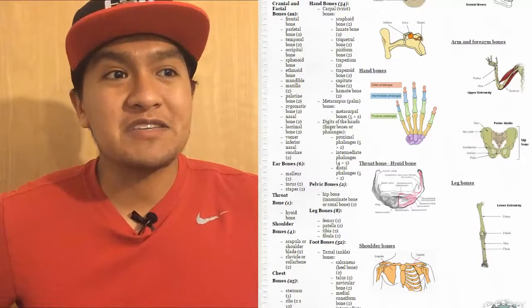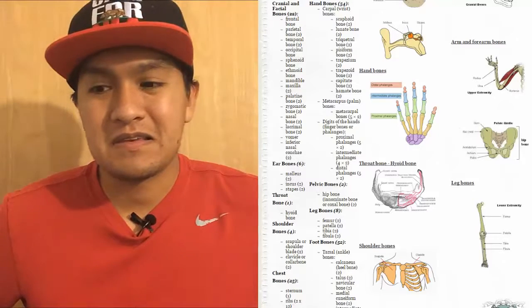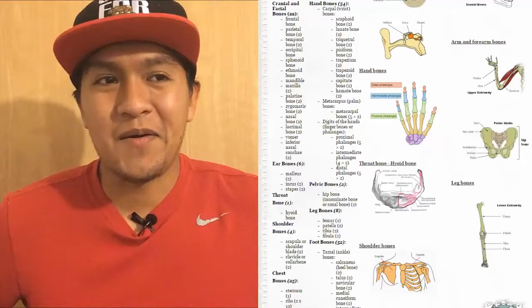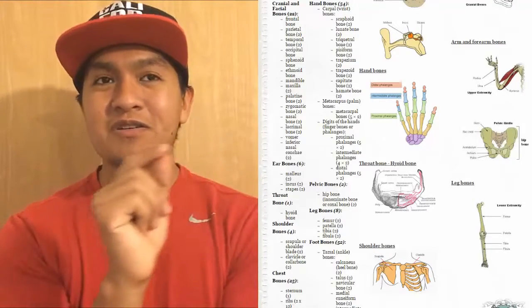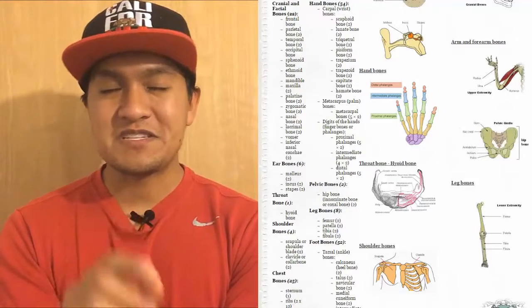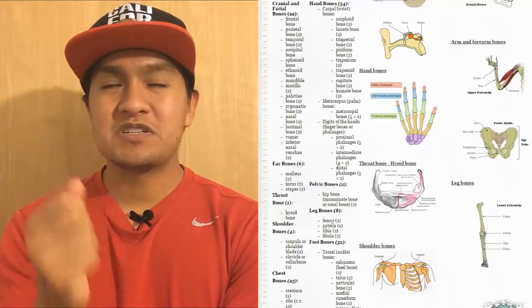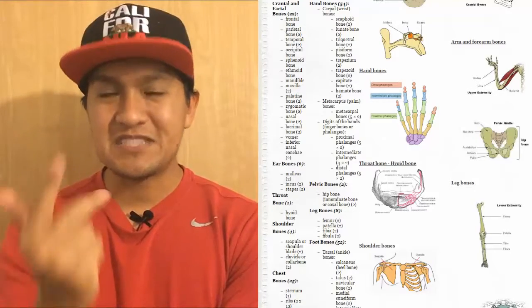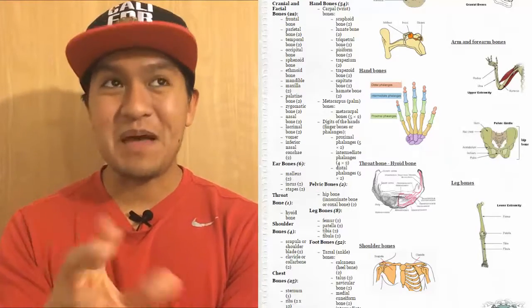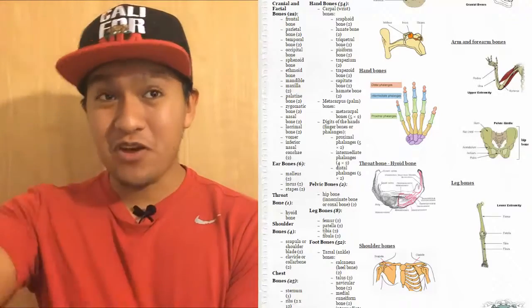Oh wait, for the hand, I totally skipped. For the hand, we have the metacarpus, which is the metacarpal. Then we have the phalanges, which is the proximal, intermediate, and distal phalanges. Totally skipped that, my bad. And that's all the hand.